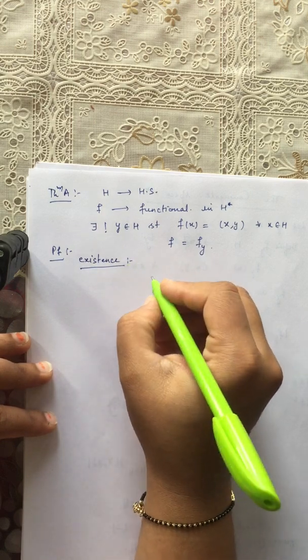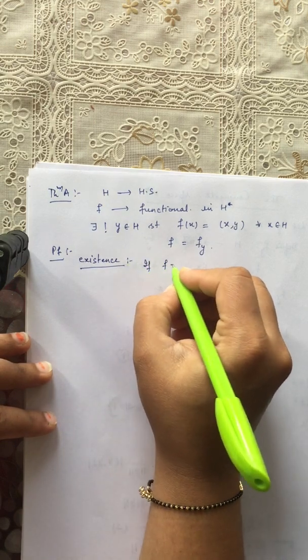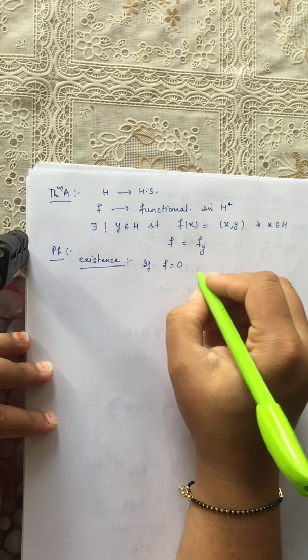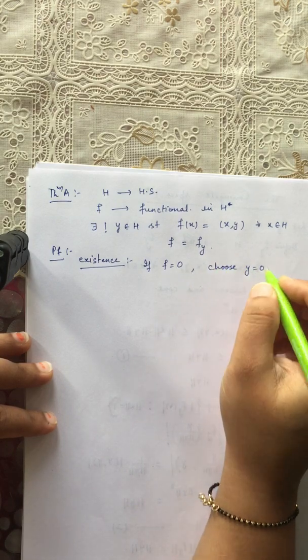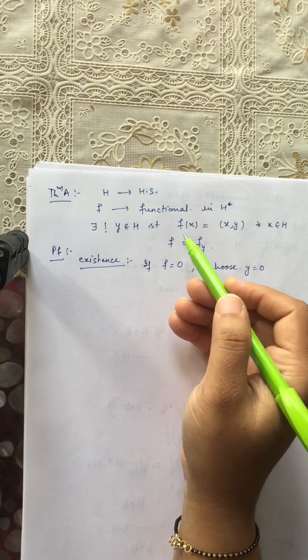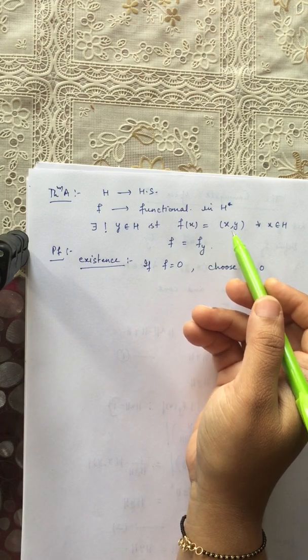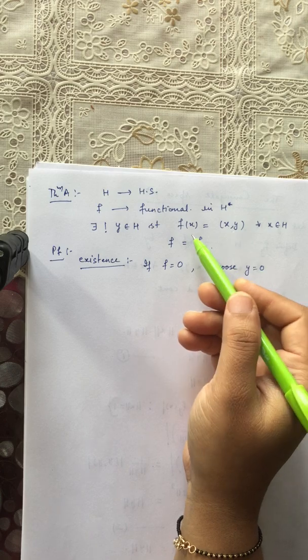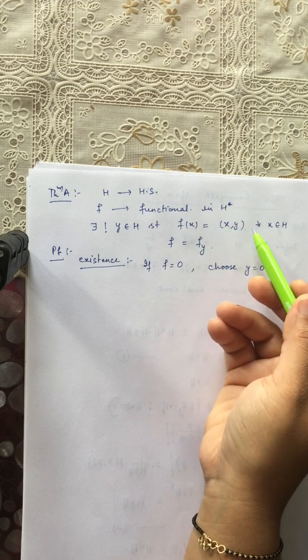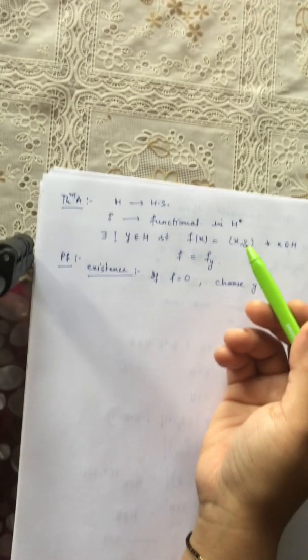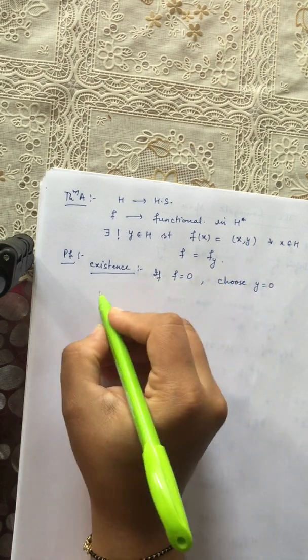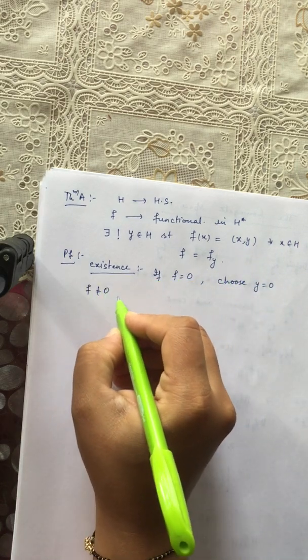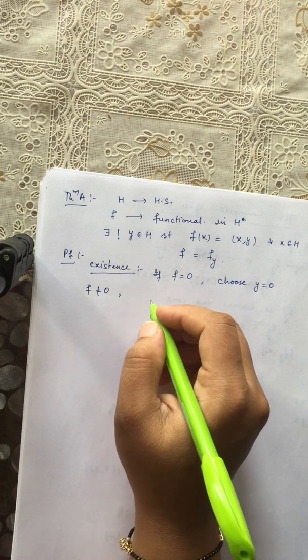So existence. Now if f is a zero functional, then obviously we can choose y equal to 0, because if f is the zero functional, then f of x is 0 for each x. And if we take y as 0, then f of x is just the inner product of x and 0, which ultimately becomes 0. So we can choose y equal to 0. So let us assume f is non-zero.